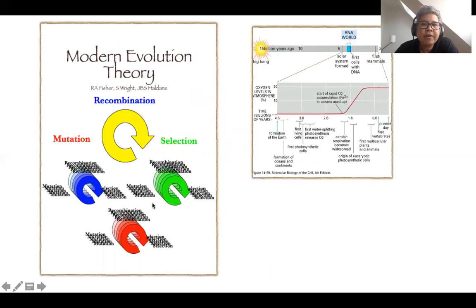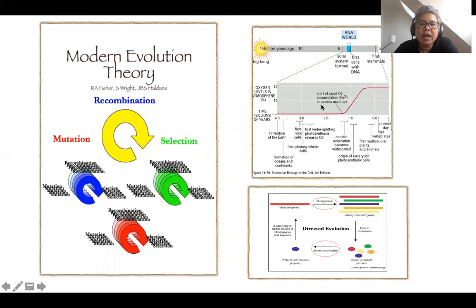Now, to summarize again, if this occurs in nature, it would take millions of years to get the evolution that you want. But for directed evolution, we can do this in a test tube. Again, we follow nature, meaning that we have a select set of genes. We create mutagenesis to have a collection of genes with different mutations.